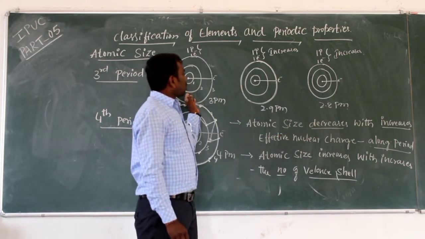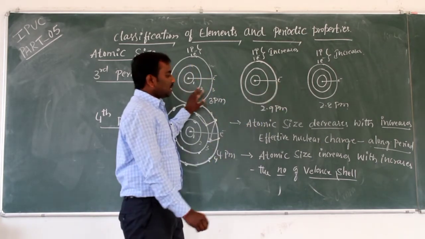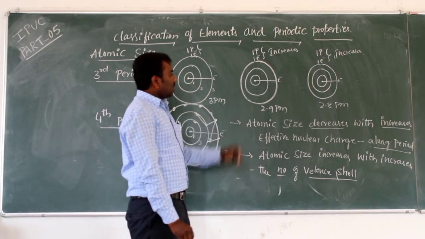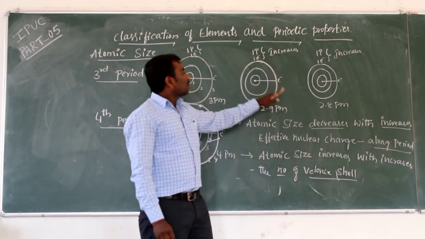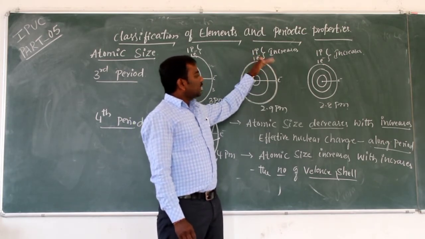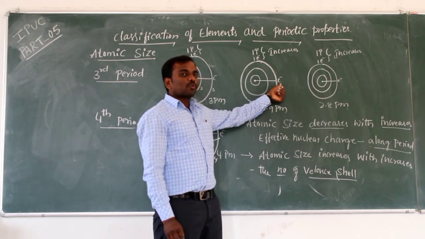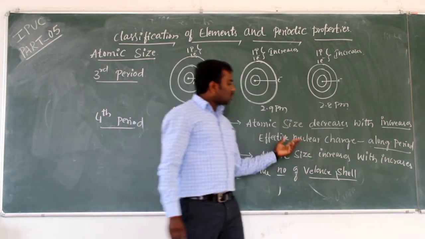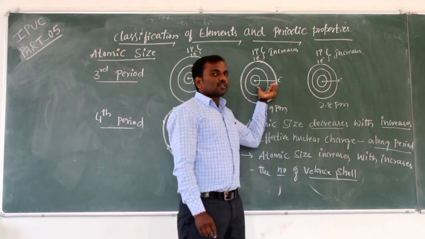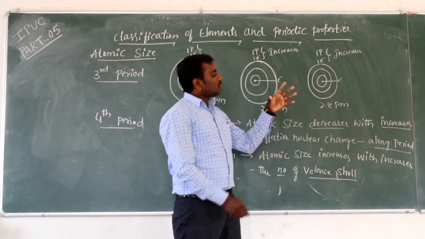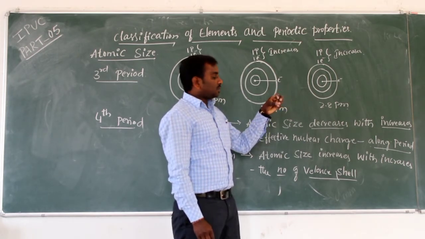Okay, see, atomic size along the period decreases. Is it clear? Why does it decrease? See, the number of protons or number of electrons increases. Here the force of attraction between the nucleus and the outermost electron increased. So the effective nuclear charge increases and the force of attraction is more, so the atomic size slightly decreases, right?